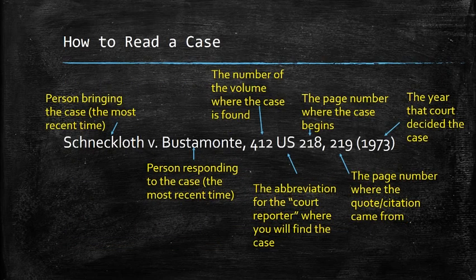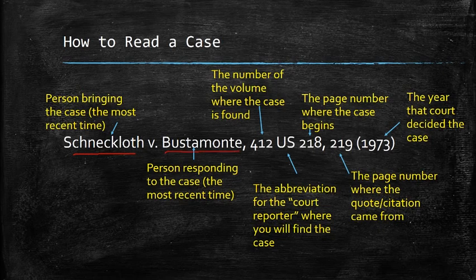The first name that you see is going to be the person bringing the case to the appellate court. It is not the person that started the case. It is not the plaintiff necessarily. It is not the state necessarily. It is the person bringing the case to whichever appellate court is deciding it, versus whoever is responding to it.